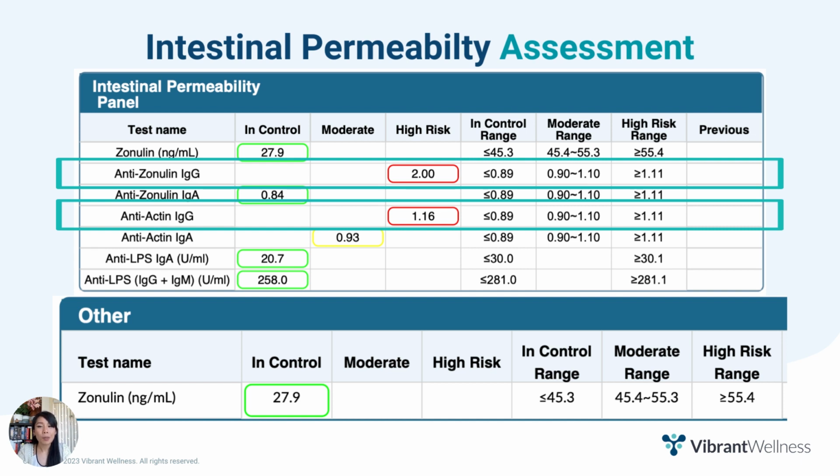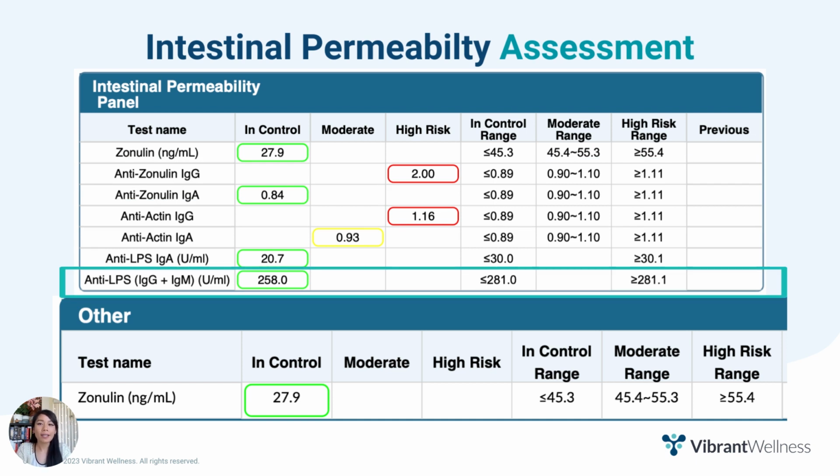Next, we have the intestinal permeability panel. The patient exhibits indicators of leaky gut and gut barrier damage with the elevated anti-zonulin and anti-actin levels. We want to think about the possible factors that could have led up to the patient's results here. Could it have been their college diet, alcohol consumption, academic stress, all of the potential contributors to hyperpermeability?